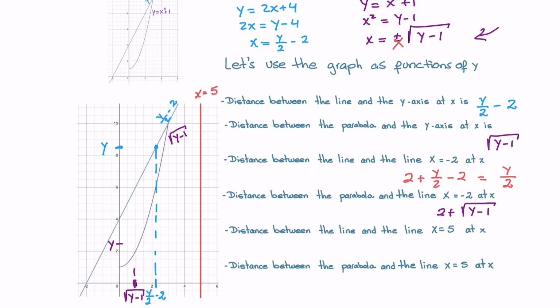The distance between the line and the line x equals 5. So here's the line x equals 5, right? And we want the distance between the line and the line x equals 5. What is it that we know? We know the distance between the y-axis and the line, which of course is 5. The other distance we know is the distance between the y-axis and the curve, which is y/2 minus 2. How do we get this distance here? Well, take 5 and subtract this distance. So that's going to be 5 minus y/2 minus 2, which is what? 7 minus y/2. We're done.